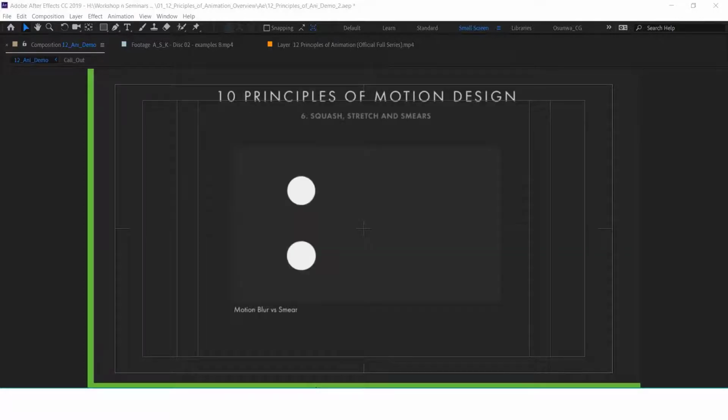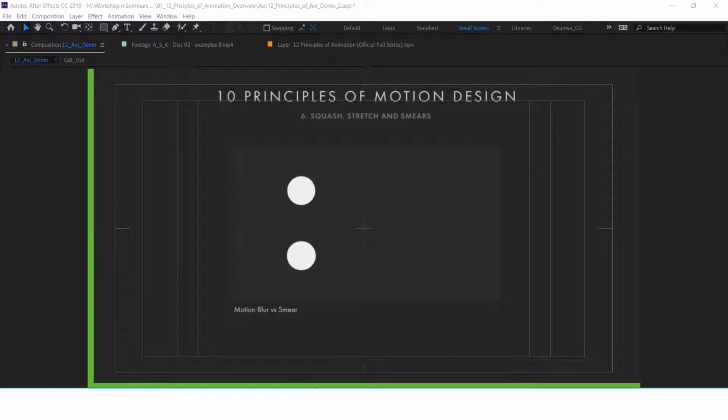In this whole idea of representing squash, an object is interacting with its environment, and it is also showing us how much velocity, how much speed it has at a point in time.